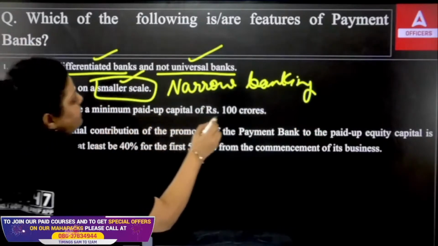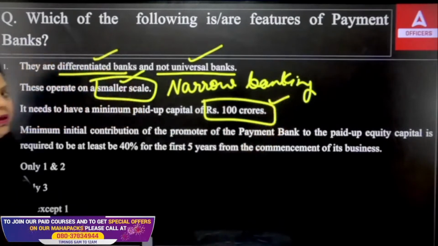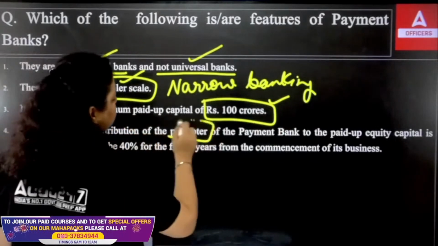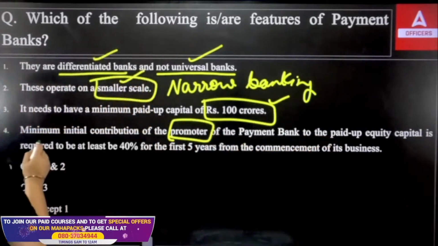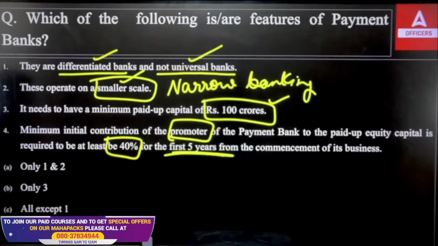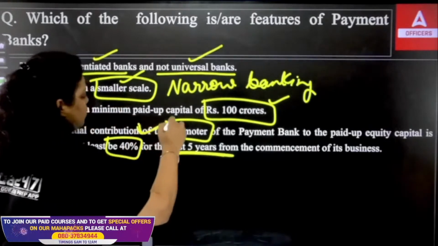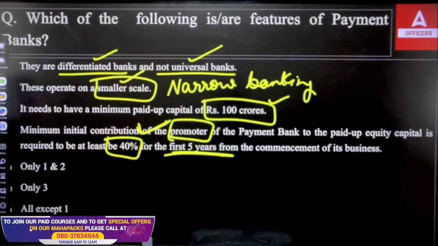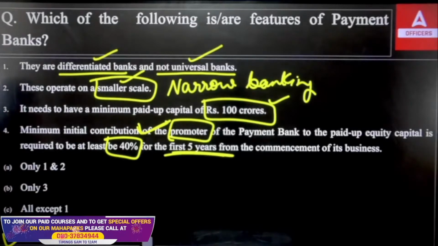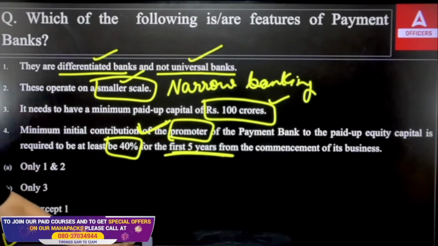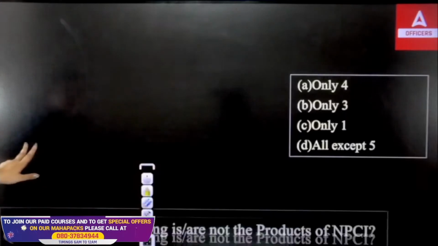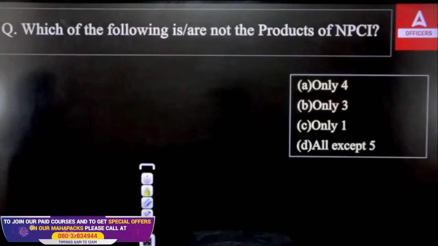It needs to have minimum paid up capital of 100 crore. This is also true. To start a payment bank, you need a 100 crore initial paid up capital. The minimum initial contribution of the promoter of the payment bank to the paid up equity capital is required to be at least 40% for the first 5 years from when you have commenced your business. So this is also true. The promoter contribution in the initial 5 years will be 40% only. It means all are the features of the payment bank. Okay, all are correct. Right answer will be D option. So right answer is what? D option. Clear?